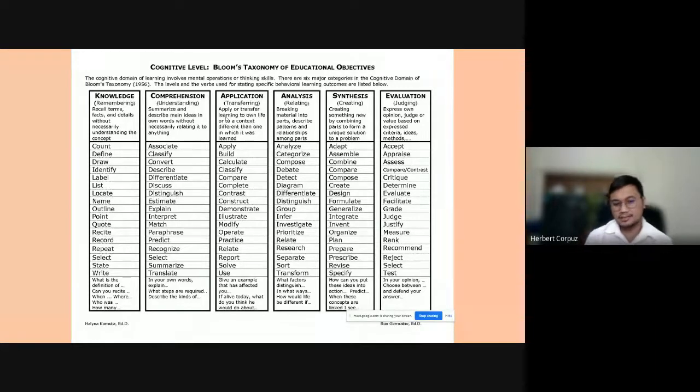Okay, so that's it. Now, the next one is synthesis. It's creating something new by combining parts to form a unique solution to a problem. Adapt, assemble, combine, compare, compose, create, design, formulate, generalize, integrate, invent, organize, plan, prepare, prescribe, revise, specify. How can you put these ideas into action?